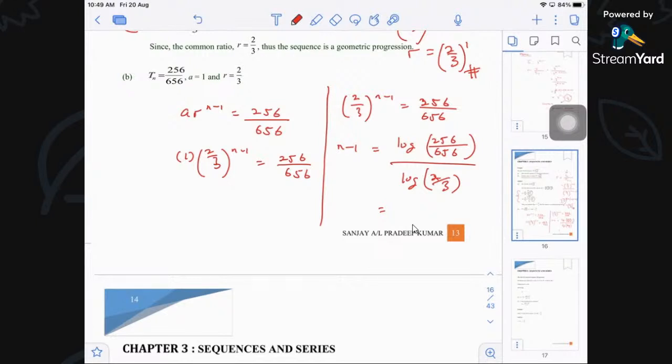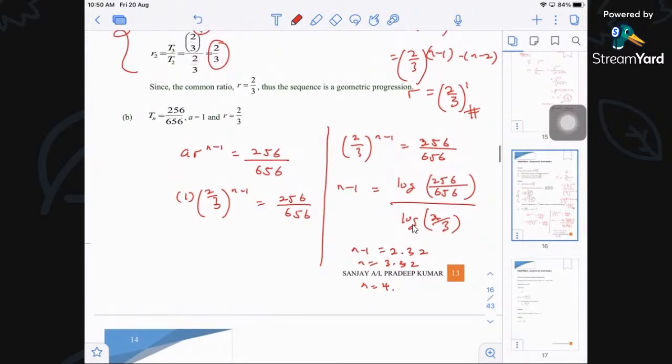Yeah, correct. So n minus 1 is 2.32. So yeah, my answer is correct. From here, you get n equals to 3.32. So n is around 4. I hope my calculation is correct, but just check back again. I hope until here everybody is okay.